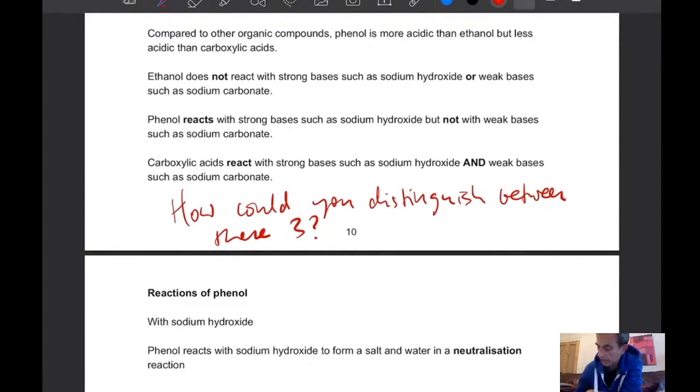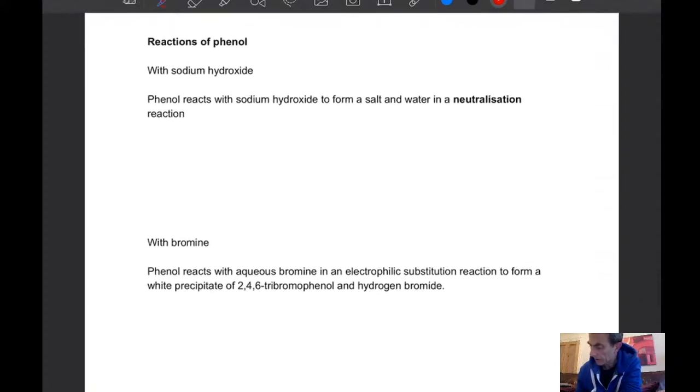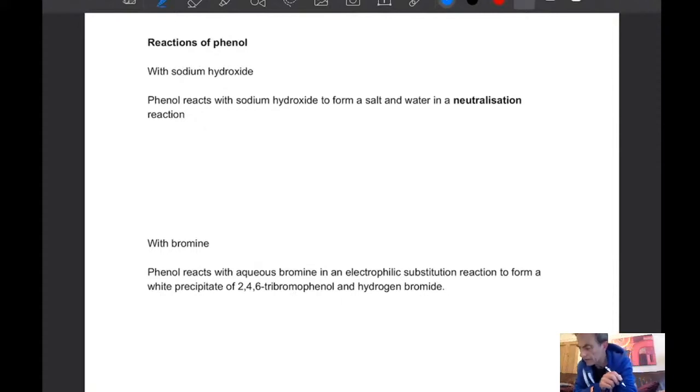Hopefully. Right, reactions of phenol. There's not many of these, I think there's three altogether. The first reaction we'll look at is with sodium hydroxide. I've got two representations of this for you. Phenol reacts with sodium hydroxide to form a salt and water. It's a classic neutralization reaction.